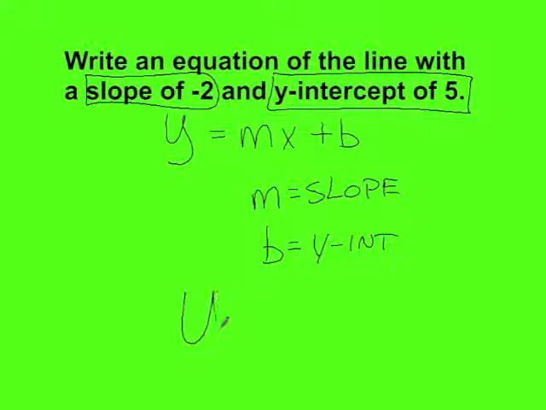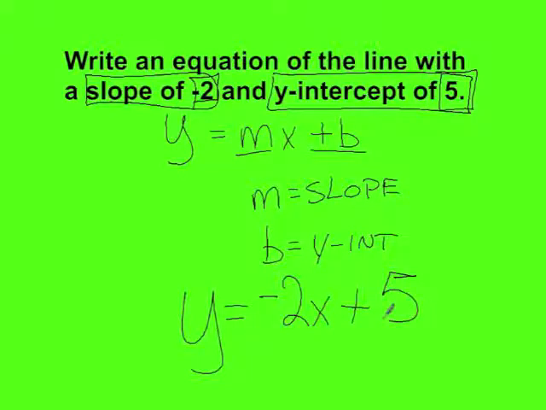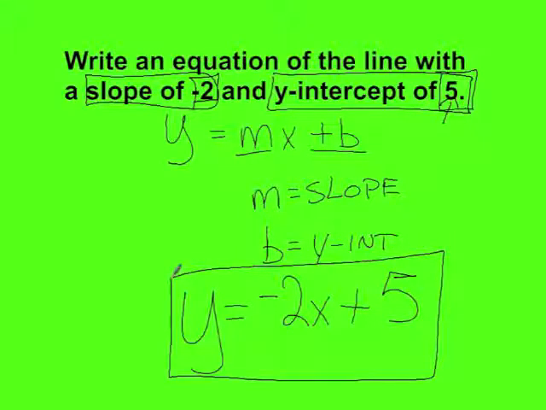So, I want it in y equals mx plus b form. M is our slope. We have a slope of negative 2. So, we're going to put negative 2x plus b, our y-intercept. Our y-intercept of 5. So we're going to add 5. Something to keep in mind is if this was a negative y-intercept, then it would be minus 5. But we have a positive 5, so we're going to add 5. So y equals negative 2x plus 5. And that answers the question we're looking for. We wrote an equation of a line with a slope of negative 2 and a y-intercept of 5.